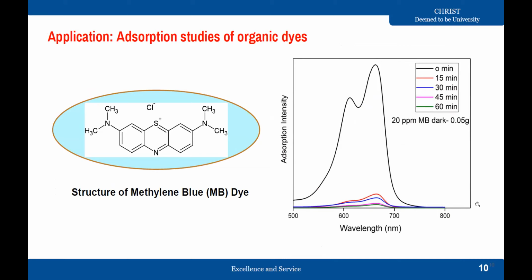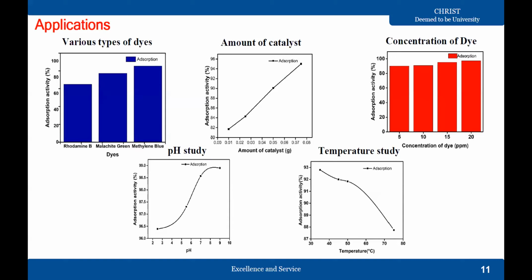Next slide, please. So various applications were done, and first one, different types of dyes were used. So the absorption efficiency was found to be highest for methylene blue dye, and that is why it was used for further studies. As the amount of catalyst increased, there was an increase in the absorption. This was due to availability of more number of active binding sites. Similarly, as the concentration of dye increased, the absorption increased due to more interaction between the dye and the adsorbent. And as pH increased, the adsorption increased and reached a point of saturation.